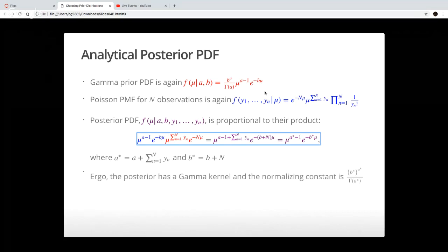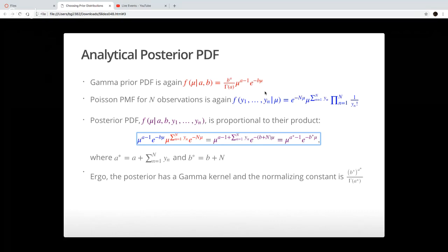Therefore, we know that the denominator has to have the normalizing constant of a gamma PDF, but evaluated at b star and a star rather than evaluated at a and b. So we see, just similar to the case where we had a beta prior and a binomial likelihood for the Ebola example, this is another special case where if we have a gamma prior and a Poisson likelihood, we say those are naturally conjugate with each other.